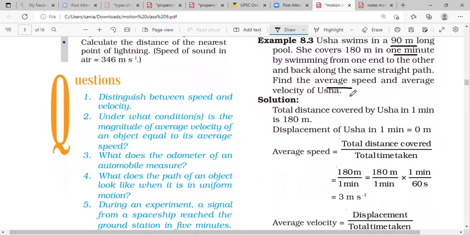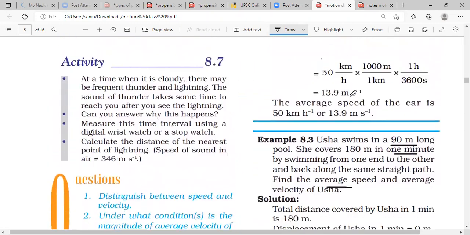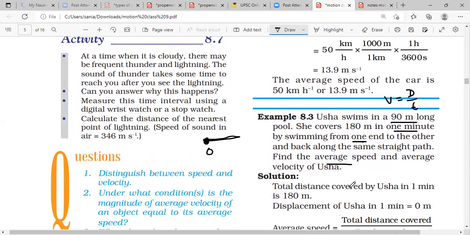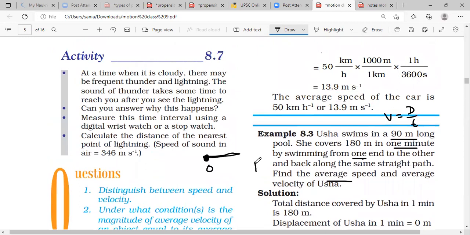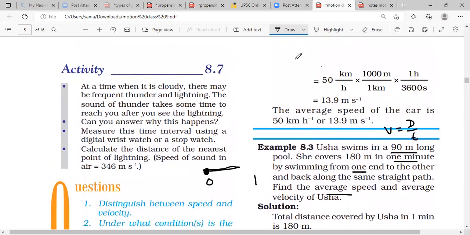But when you have to find average velocity, what will be the velocity? Tell me. Average velocity, what is the formula? Displacement by time. So what is the displacement? She covers 180 meter in 1 minute by swimming from one end to another, so she just went there and she came back. So what is the displacement right now? 0. Yes, 0. And you already know the time taken, right? So time taken is basically 1 minute, right? Yes, ma'am. So you can find it out easily.